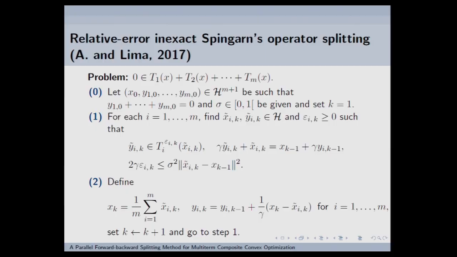Now we combine both this Spingarn SPDG and relative error, and we arrive at this inexact version of Spingarn's partial inverse method.